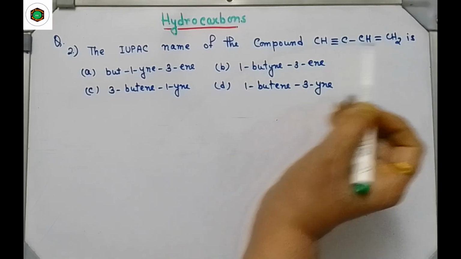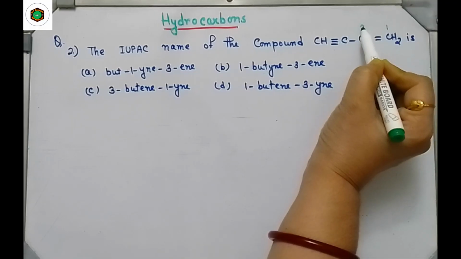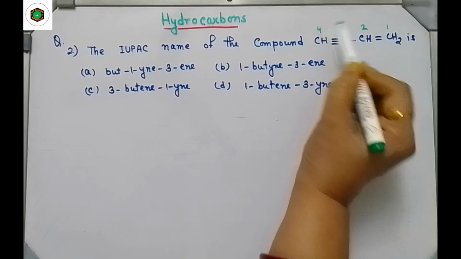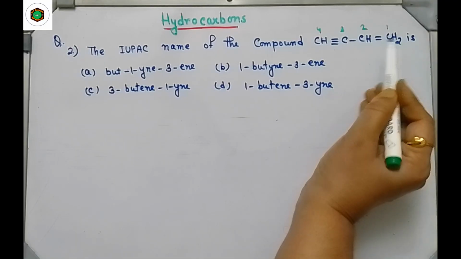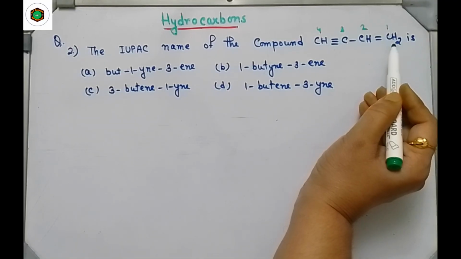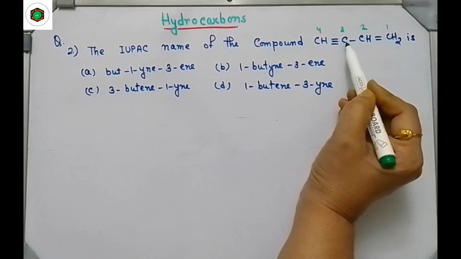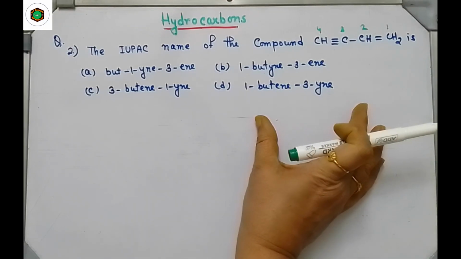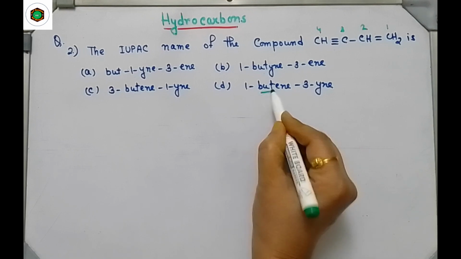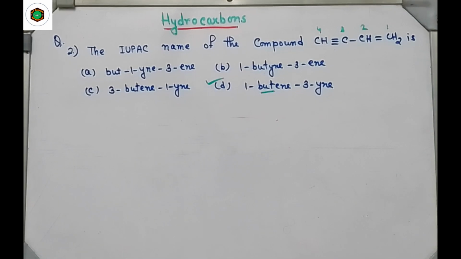Now the main chain has 4 carbon atoms. So do numbering in this direction. Since the double bond gets priority over the triple bond, because both have the same position, this compound is 1-butene, and at 3 position a triple bond is there, so 3-yne. The main chain has 4 carbon atoms, so but. Therefore option D is your answer.